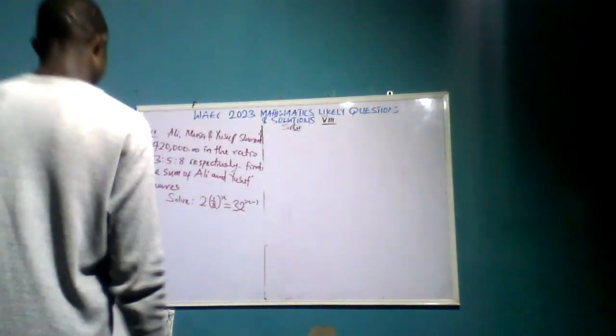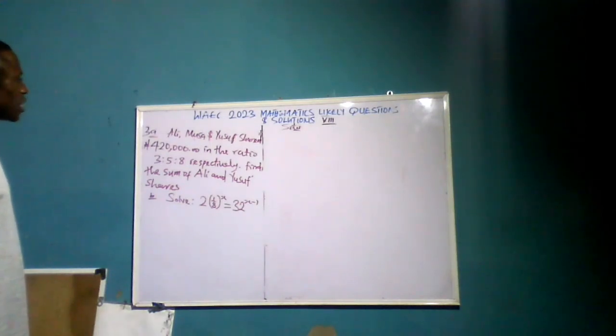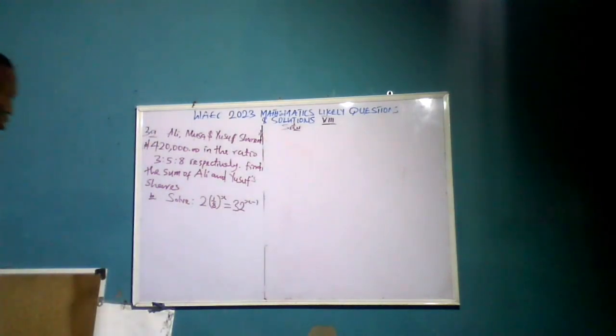Now let's take question number 3a. Question number 3a is stated as: Ali, Musa, and Yusuf shared 420,000 naira in the ratio 3, 5, 8, respectively. And we have to find the sum of Ali and Yusuf's shares. Okay.